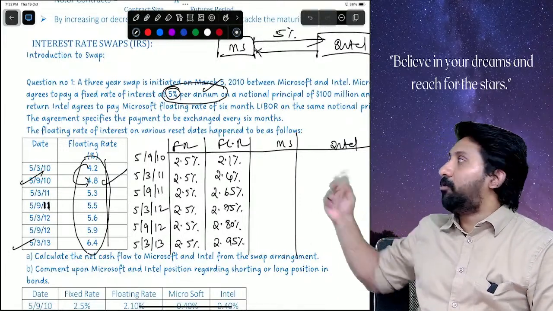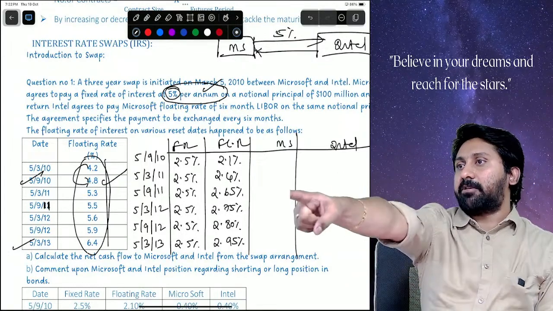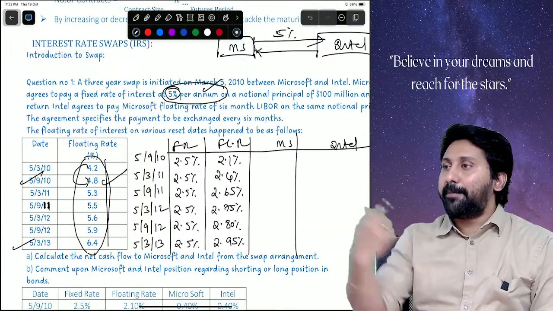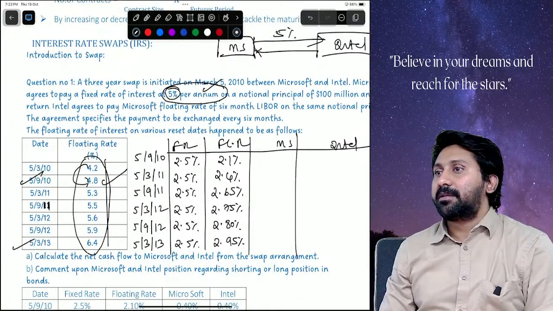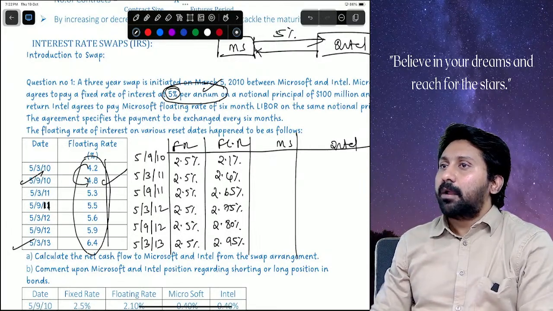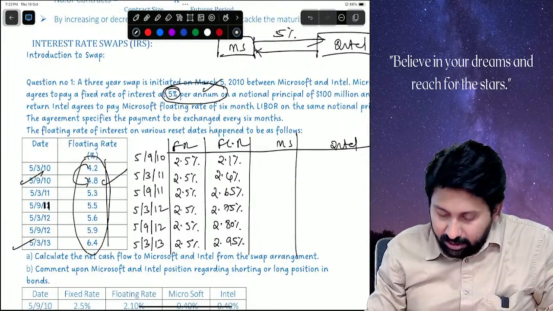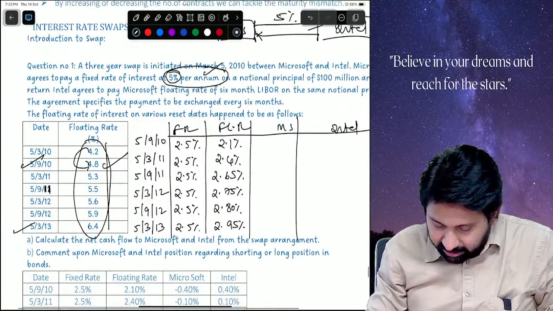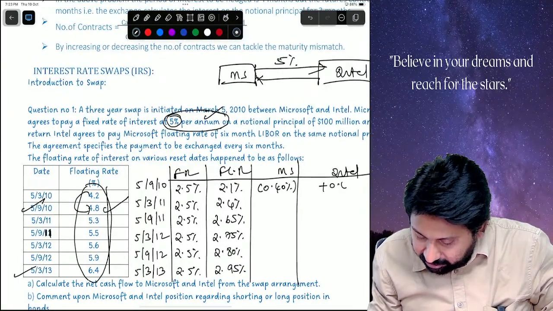Tell me, you have to pay me how much? Microsoft, you have to pay me how much? I'm Intel, you are Microsoft. I have to pay you how much? Who wins the game? Intel has won the game. Correct or not, everyone? Netting, who wins the game? So, for Microsoft, is it a gain or loss? Loss. How much? 0.4. The same will be the gain to Intel.